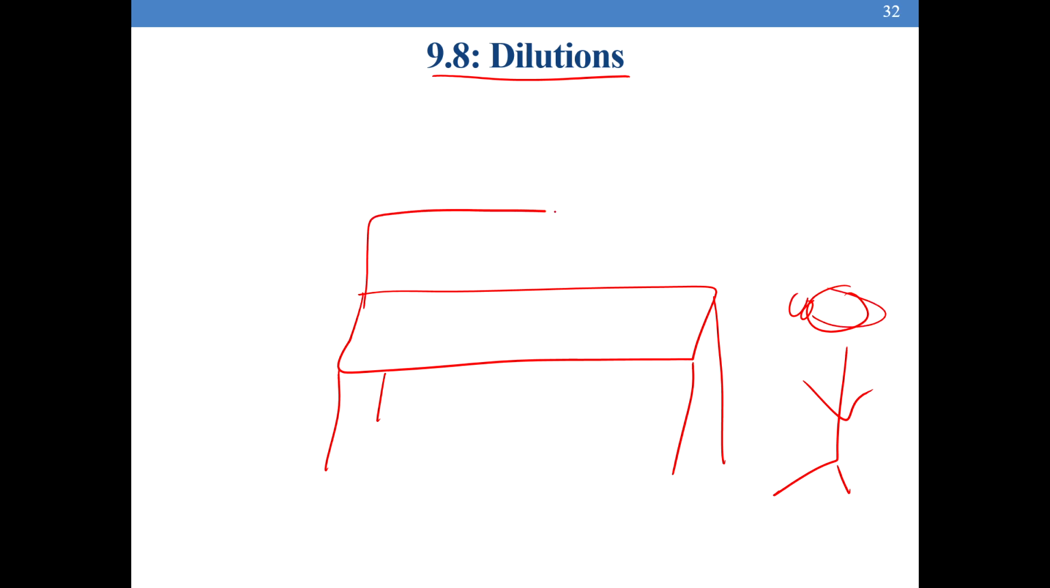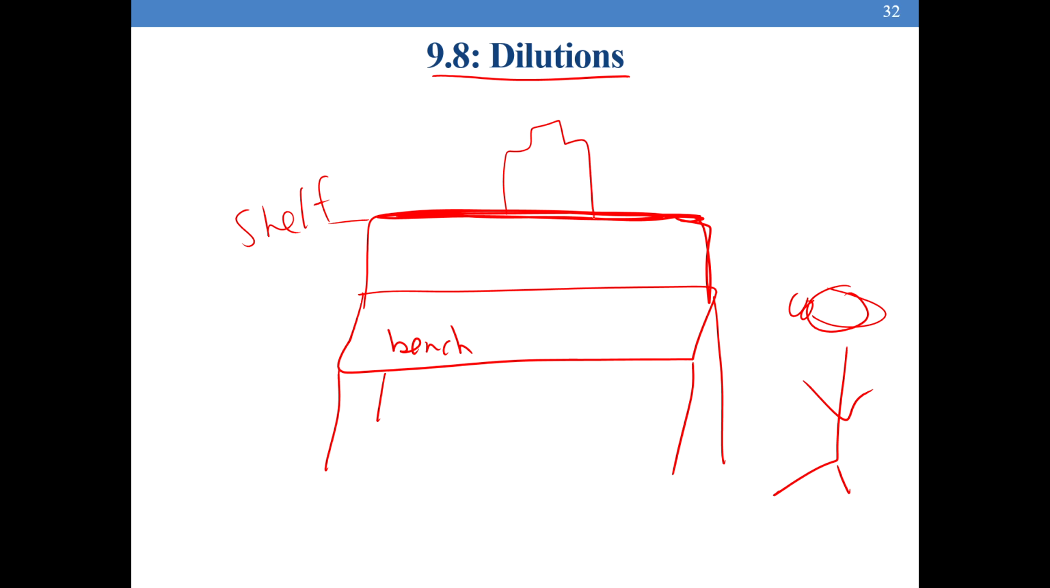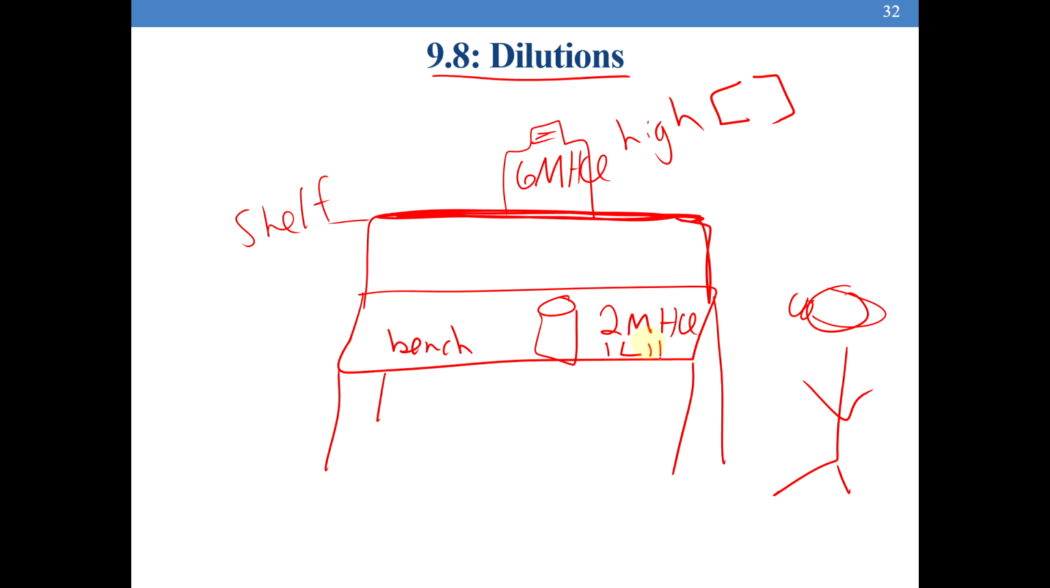There may be a shelf up here. So we'll make this thick. So this is a shelf. And this is the actual lab bench, okay? So they have a bottle up here that might be, say, 6 molar HCl. So we're talking high concentration. And for the experiment that day, they're working in their little beaker down here, and they need maybe a 2 molar HCl. And they're only working with maybe 1 liter that day, okay?